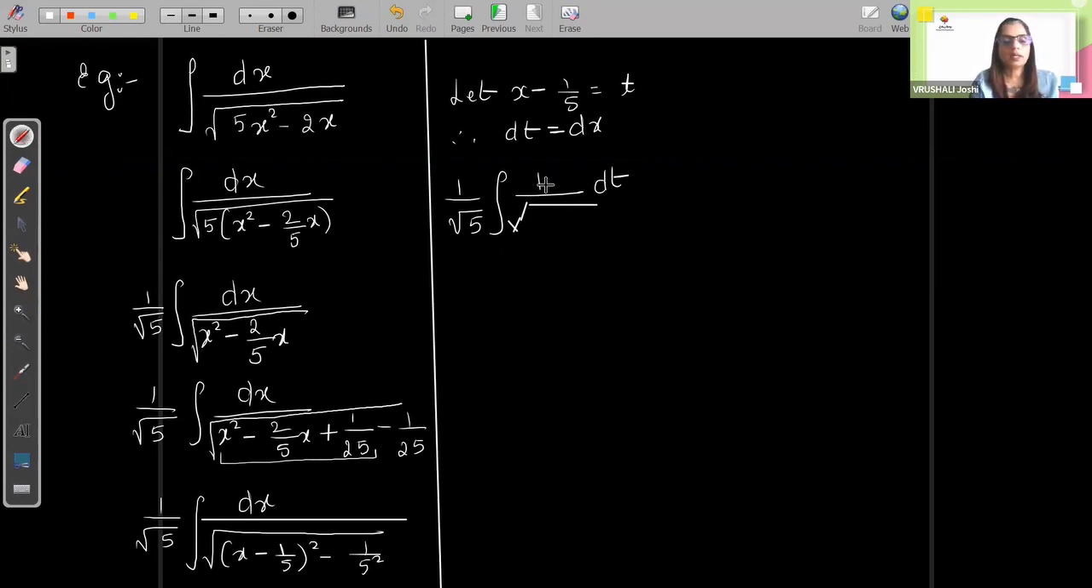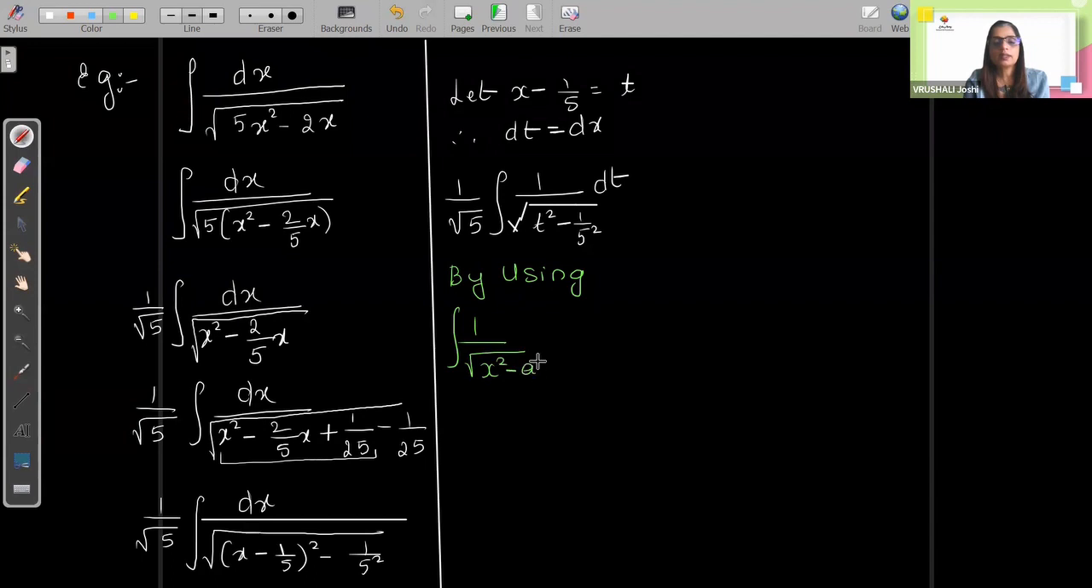This is going to be x. So this will be (t square minus 1/5) whole square. Correct. I think we are using the root formula for the first time, probably. Correct. This is equal to, by using what? By using the integration of 1/√(x square minus a square) dx. What is that? This is equal to log of modulus x minus root of x square minus a square modulus plus c. Correct. This is what we are going to use.